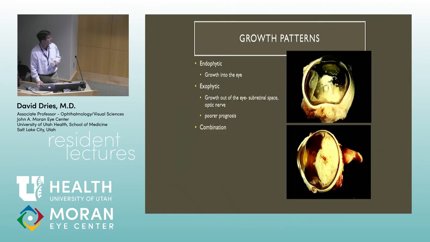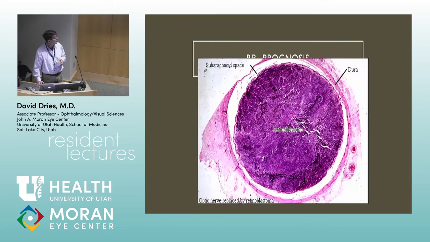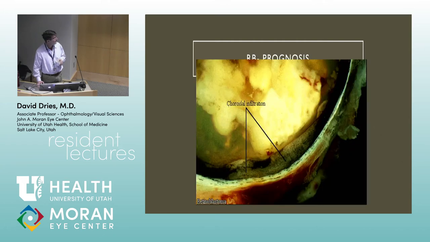We also like to image the optic nerve. I don't think this is that important, but there's endophytic and exophytic growth patterns into the vitreous and the subretinal space. Prognosis is a little different based on the nucleation. We're nucleating fewer and fewer kids, but that's what it looks like with the growth pattern. And then this is the histopath, Flexner-Wintersteiner rosettes, the central lumen, specific for RB. Okay. This is what optic nerve invasion looks like. Ick, ick, ick. That means systemic chemotherapy. Here's choroidal inflammation, infiltration.